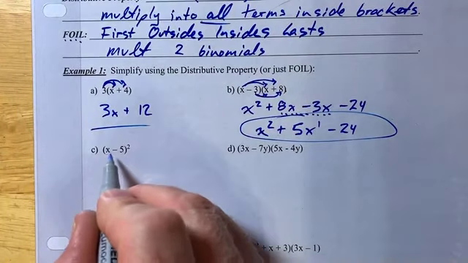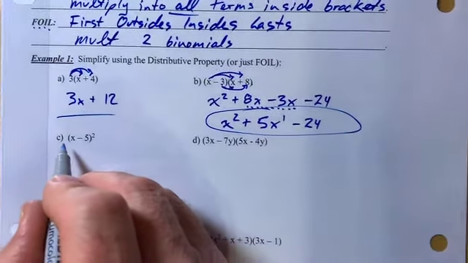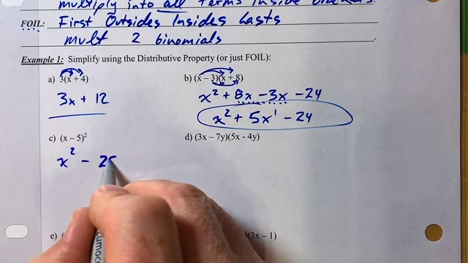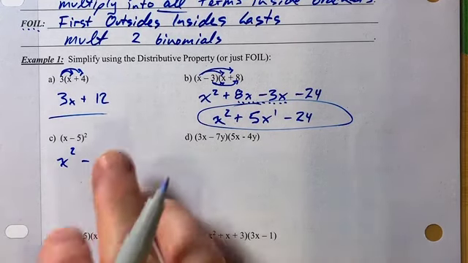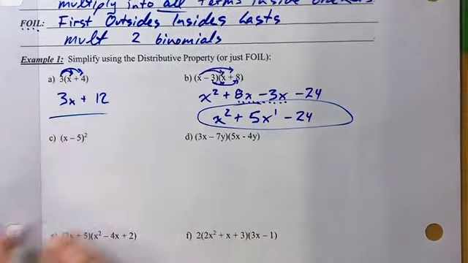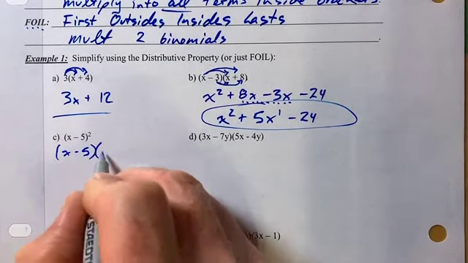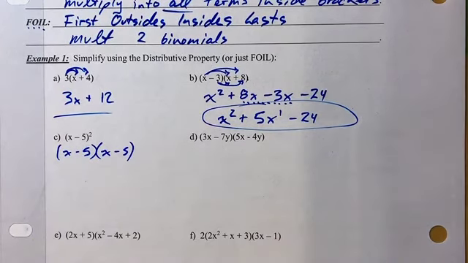Most common mistake that people like to make here in math is thinking x minus 5 squared is going to be x squared minus 5 squared. That's wrong, by the way. Let's not do that. We can't do that. Something squared really means this. It means x minus 5 times x minus 5. Okay. This is a binomial times another binomial.